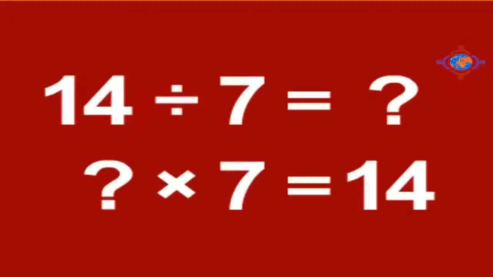To solve this number sentence, think of its related multiplication sentence. What number multiplied by 7 is equal to 14? I know that 2 times 7 is equal to 14. So 14 divided by 7 is equal to 2.